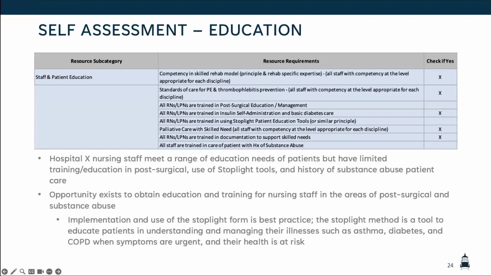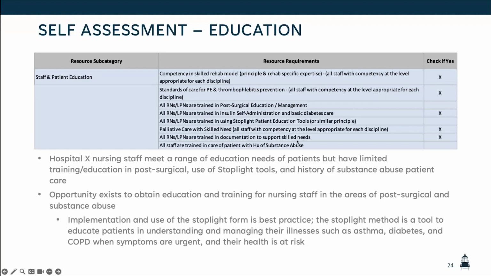Sorry about that. This here, talking a little bit about education. So not only do we talk within this self-assessment around various clinical programs, but there are also some operational components of a swing bed program that we should be doing that are really going to help aid in program development and in program improvement as well. So this particular hospital indicated no, they don't have any nursing trained in post-surgical education and management. They likely did not have a surgical program there. So we had some of that lack of education on post-surgical education.